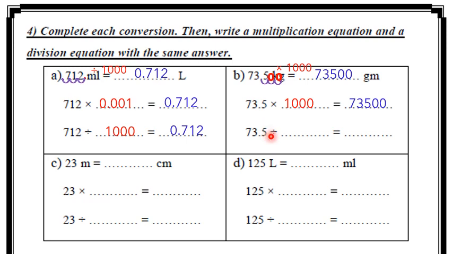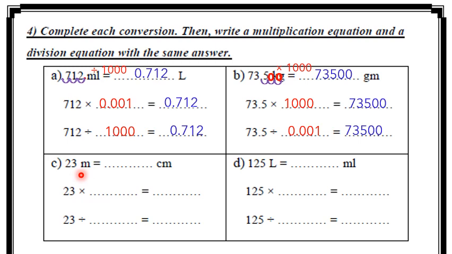Here he wants to change the sign into divided, and the question is the same, 73.5. That means I will use the crazy decimal that makes everything opposite. So here I will use divided by 0.001, because that means, as I said, multiply by 1000, the same meaning. So it will give me the same answer also. Number C, 23 meter equals how many centimeter?